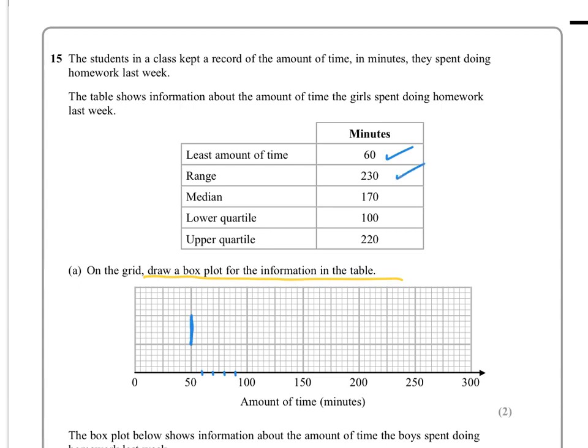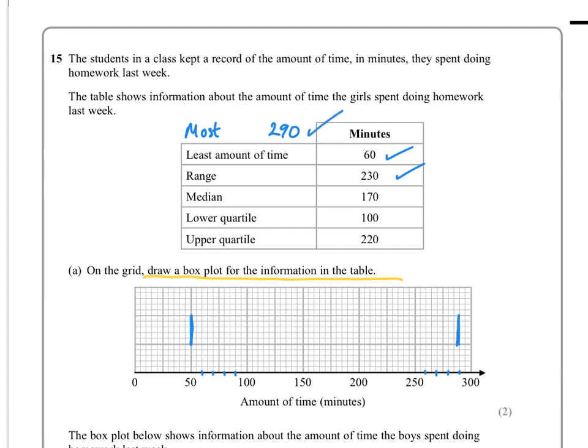We know the range is 230, so if the range is 230, does that not mean that the distance between the least and the greatest is 230? So surely the maximum point here, or the most amount of time, or the greatest would be 230 add 60, which would be 290. So 50, 60, 70, 80, 90 here.